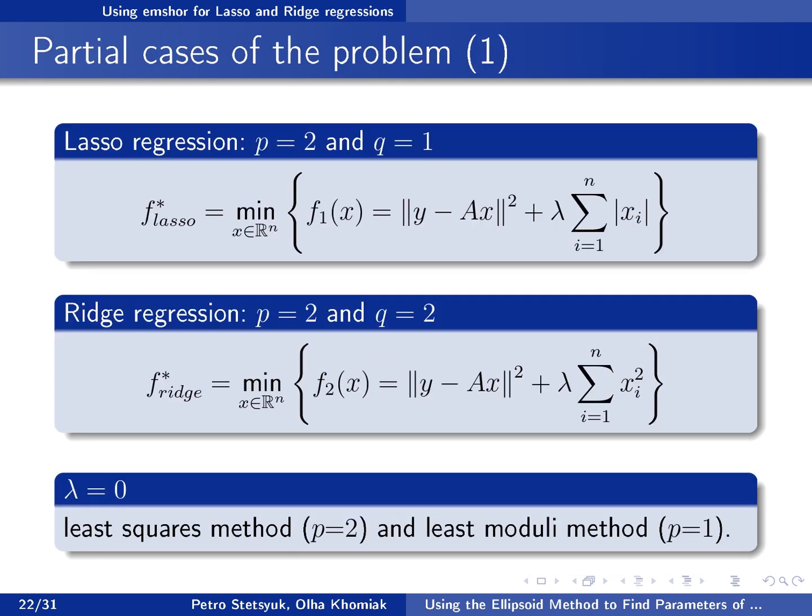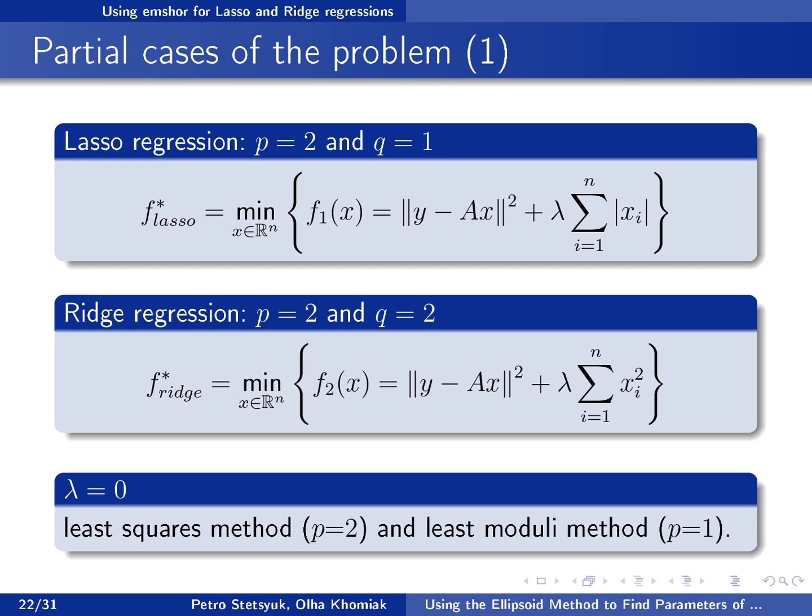This slide shows partial cases of problem 1. The first partial case is lasso regression, which we have already talked about a lot. If p is equal to 2 and q is equal to 1, then our function turns into the function behind the lasso method.